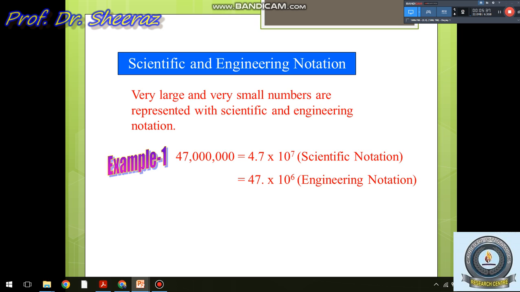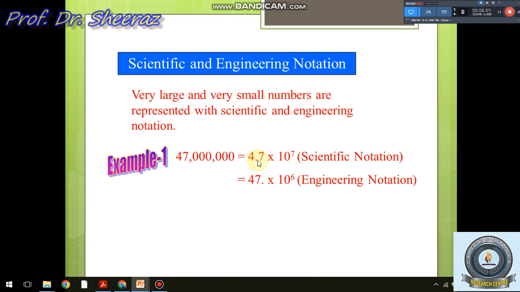Now, scientific and engineering notations. Very large and very small numbers are represented with scientific and engineering notations. For example, we have a number 47 and there are 6 zeros. Either I can represent it as engineering notation, like 47 multiplied by 10 power 6. This 6 represents the 6 zeros. Now this is known as engineering notation.